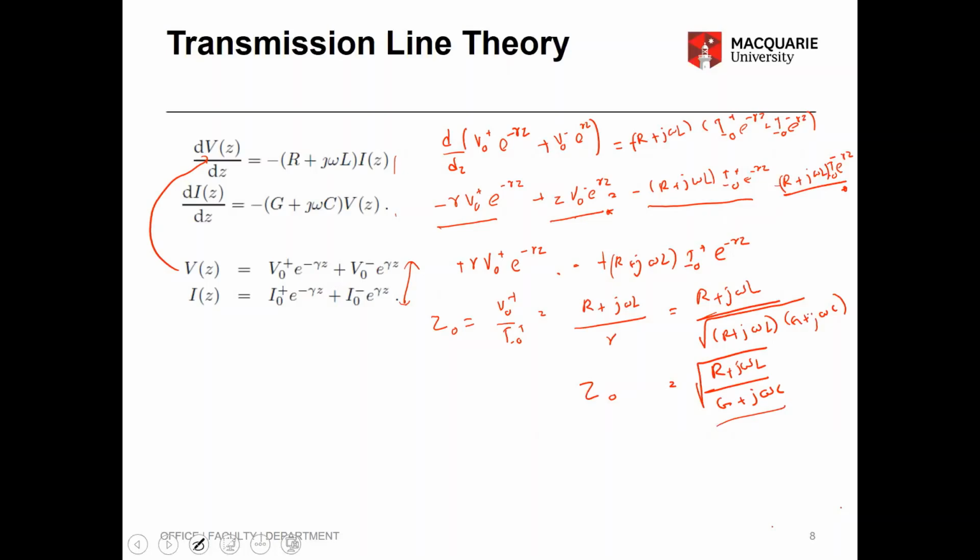And you'll also notice that this only depends on the frequency, it doesn't depend on your distance. So if you know the transmission line properties, it doesn't depend on the distance in this direction. So the end result that we are after is this. That's the impedance of the transmission line. Now we found a few things.